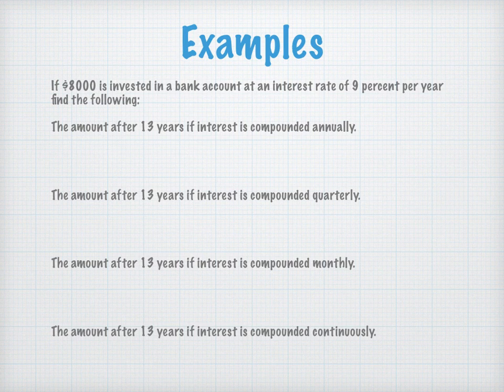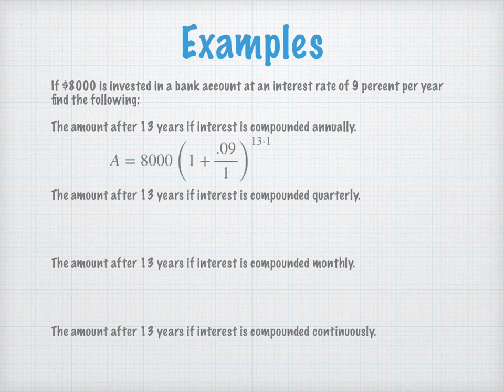If $8,000 is invested in a bank account at an interest rate of 9% per year, find the following. First, the amount after 13 years if interest is compounded annually. Then we will look at quarterly, then monthly, and then we'll look at continuously. To do the first three parts, we need the interest formula that states A equals P times the quantity 1 plus R over N raised to the N times T.